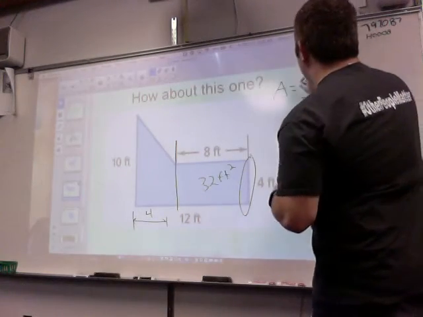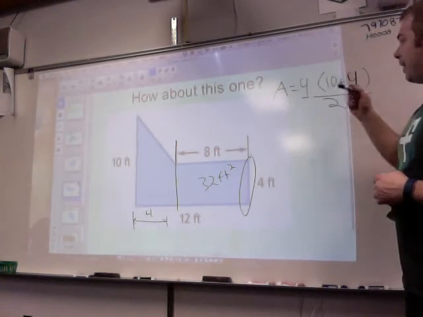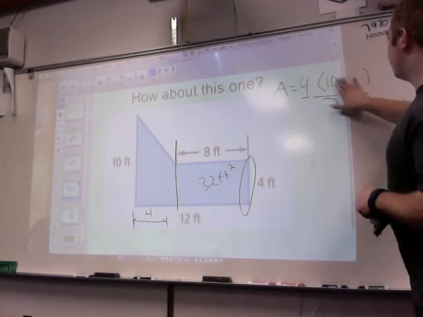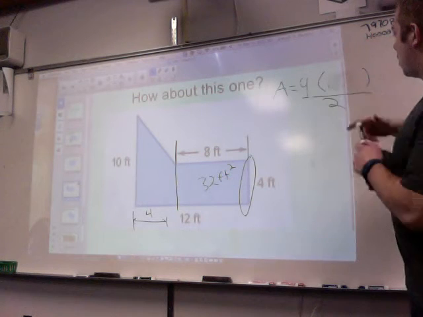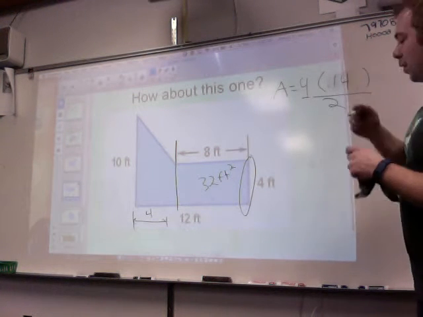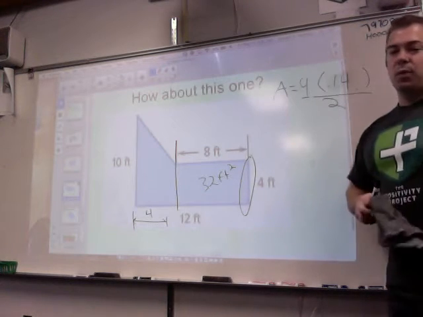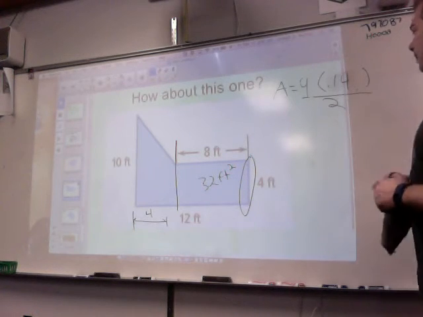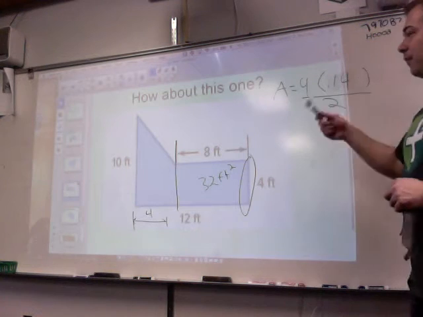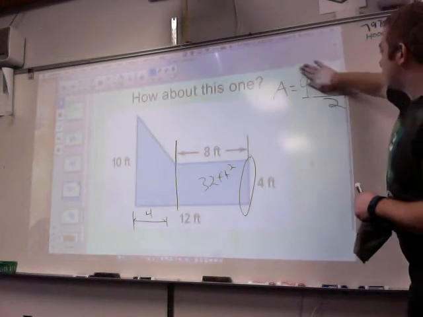So now I can find the area of that trapezoid. I have 10 plus 4, which equals 14. Now I'm going to do 14 times 4. Let's do that in our head. 10 times 4 is 40. 4 times 4 is 16. So 40 and 16 make 56.